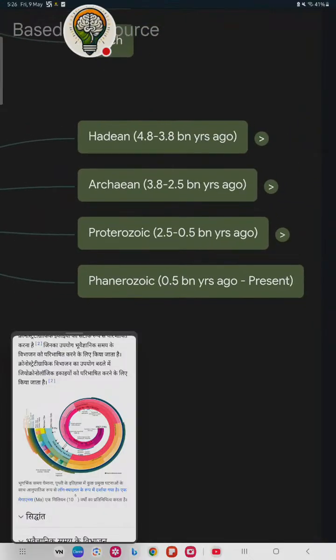Hadean, 4.8 to 3.8 billion years ago; Archean, 3.8 to 2.5 billion years ago; Proterozoic, 2.5 to 0.5 billion years ago; and Phanerozoic, 0.5 billion years ago to present.